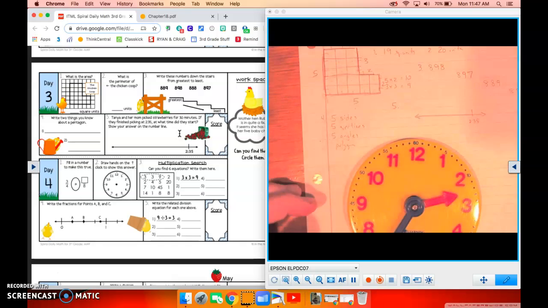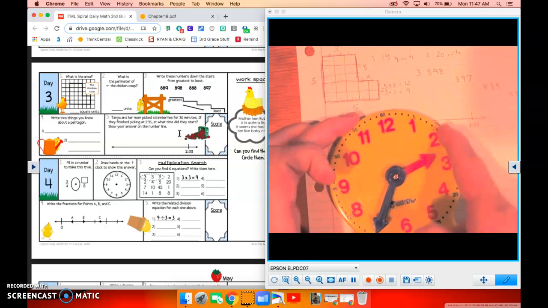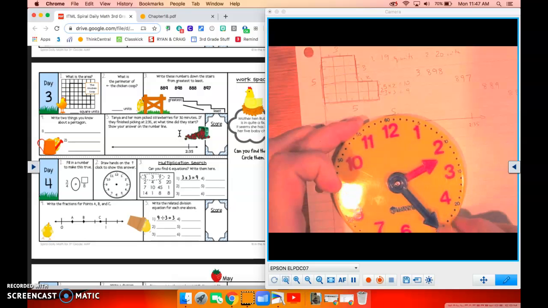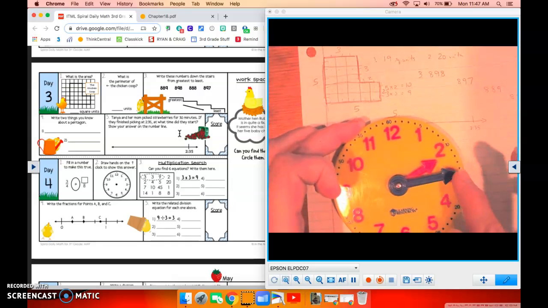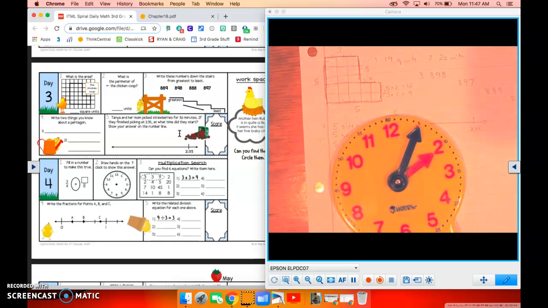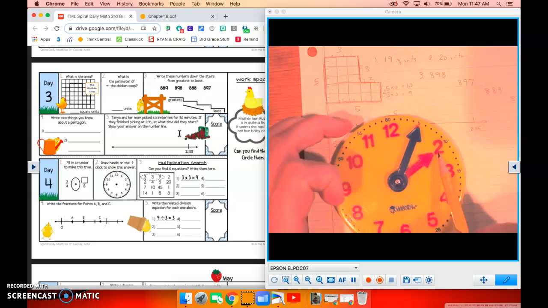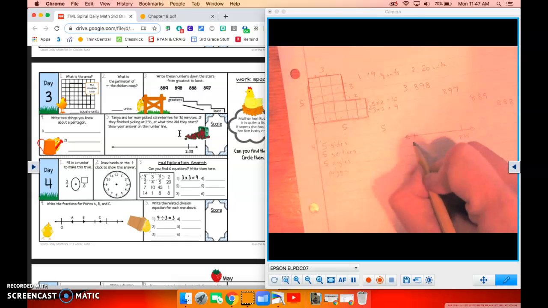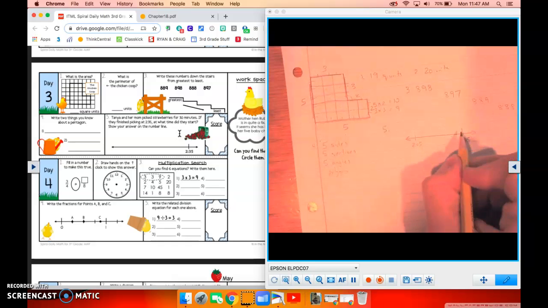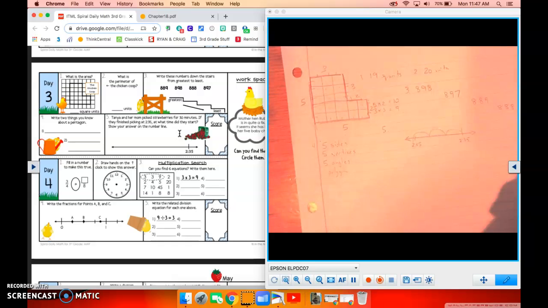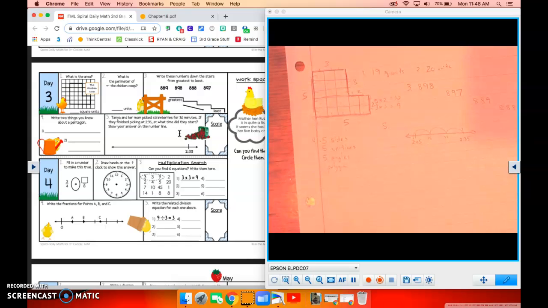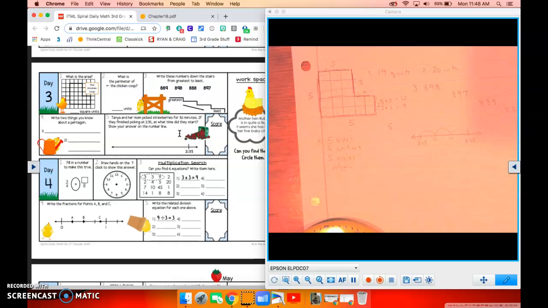So I got to count backwards, right? I got to count backwards 30 minutes. So we can go 5, 10, 15, 20, 25, 30. So what time did they start picking? 2:05. That's also back 30 minutes, right? So you can go 10, 20, 30. 25, 15, 05.